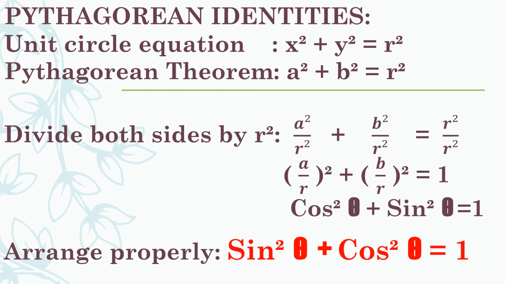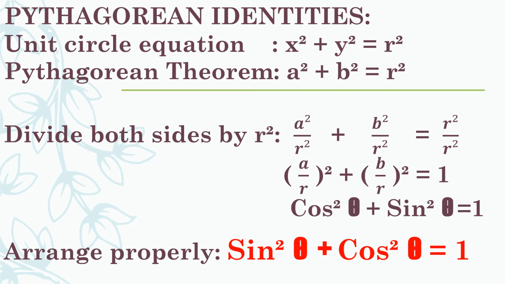So we have now a squared over r squared plus b squared over r squared is equal to r squared over r squared. So therefore it is equal to 1. Alright. So a squared over r squared is the same as a over r raised to the second power, plus b squared over r squared can be written as b over r raised to the second power. Then it is equal to 1.